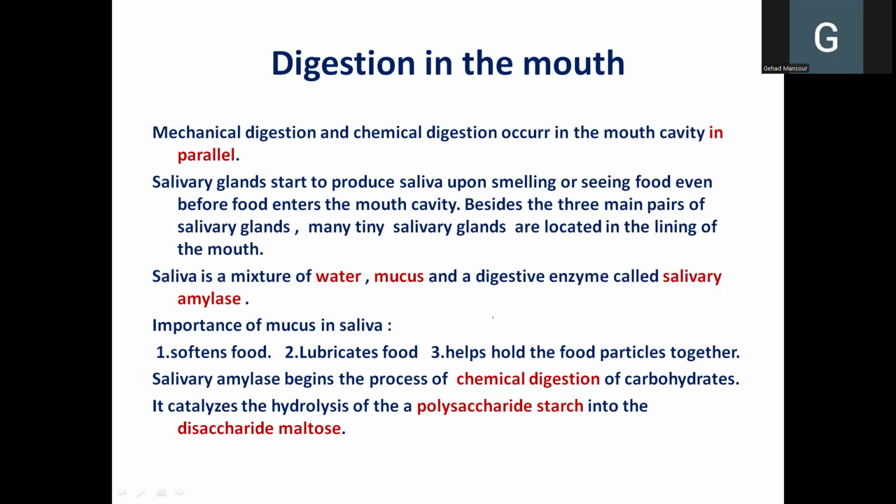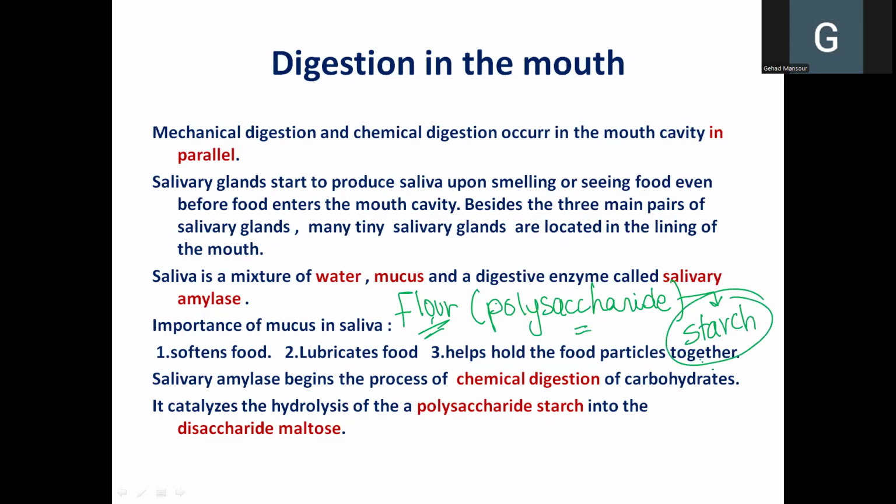What about the salivary amylase? It acts mainly upon carbohydrates. It helps the digestion of starch. Of course, you know that bread is made out of flour, and flour is a polysaccharide because it contains starch. So the flour that's used in making bread is a polysaccharide, an important polysaccharide taken from wheat that is called starch. So your bread is full of starch, and salivary amylase catalyzes this reaction.